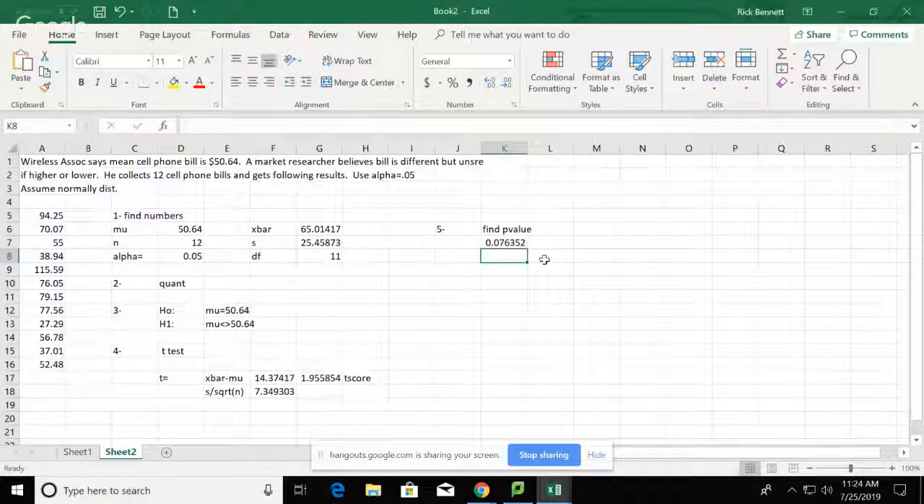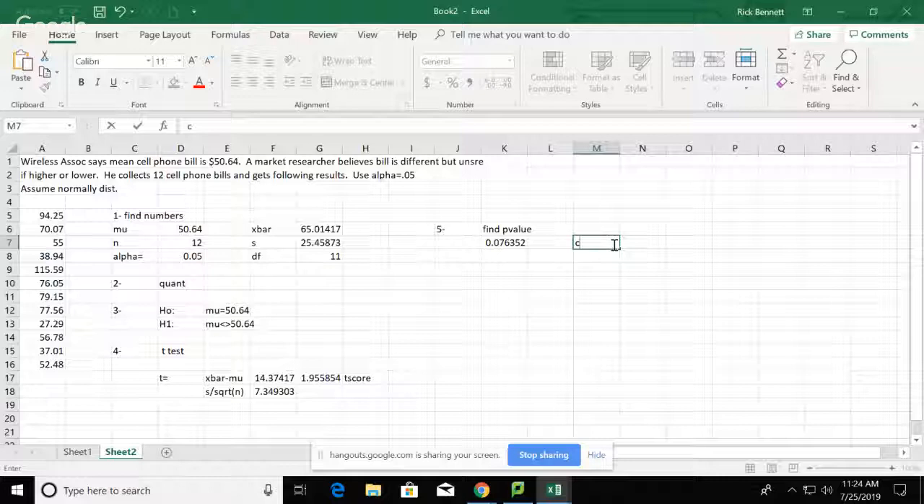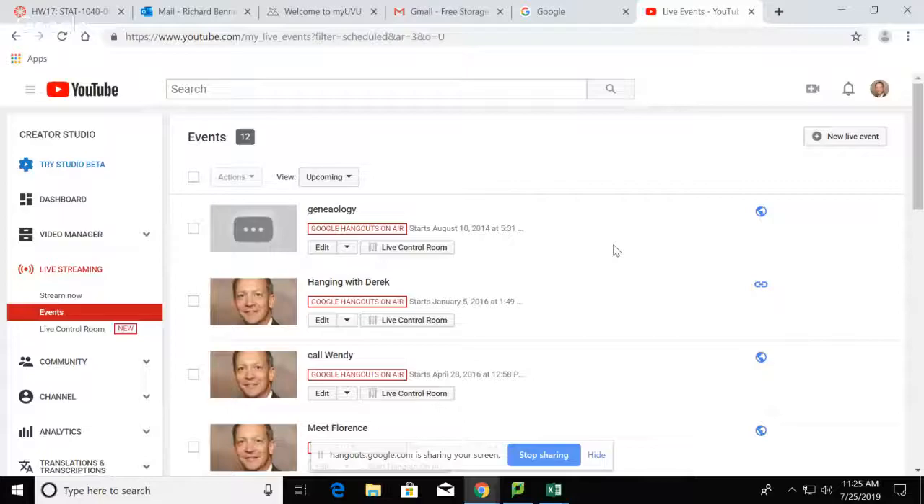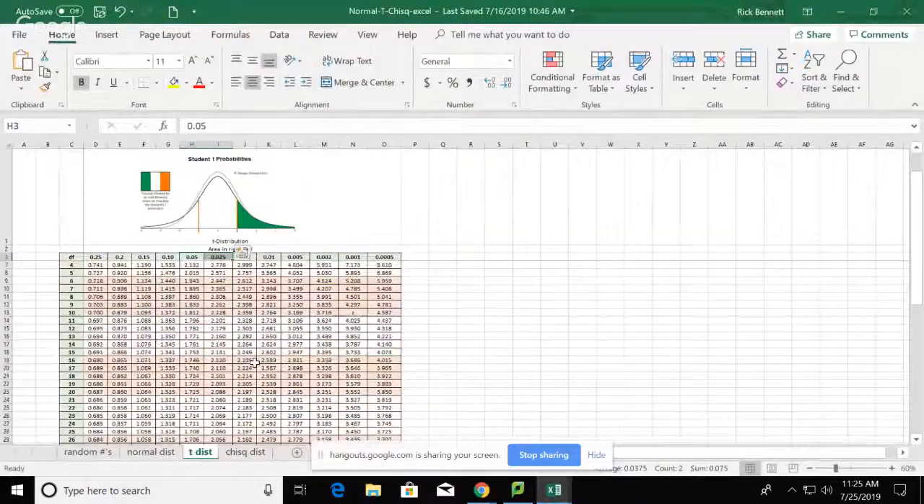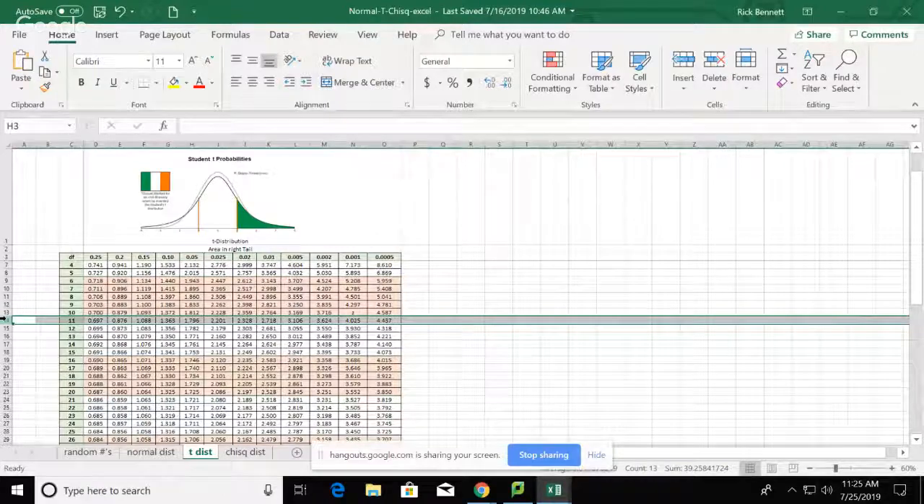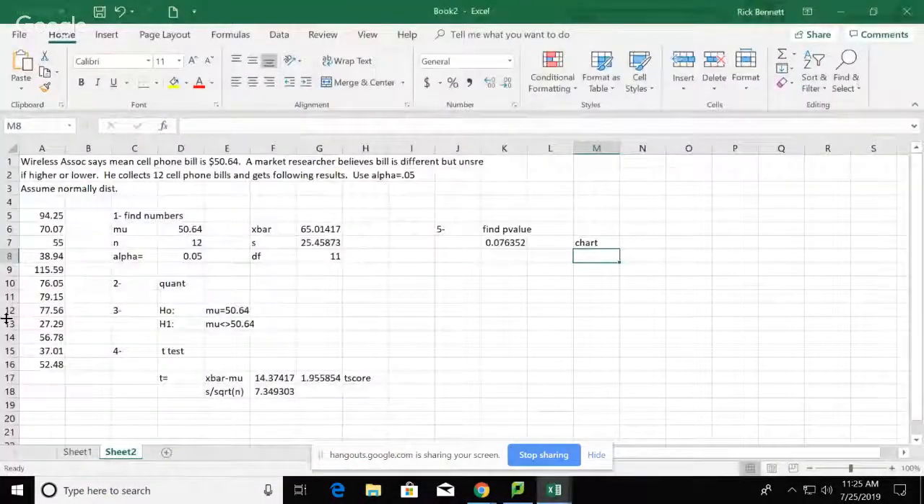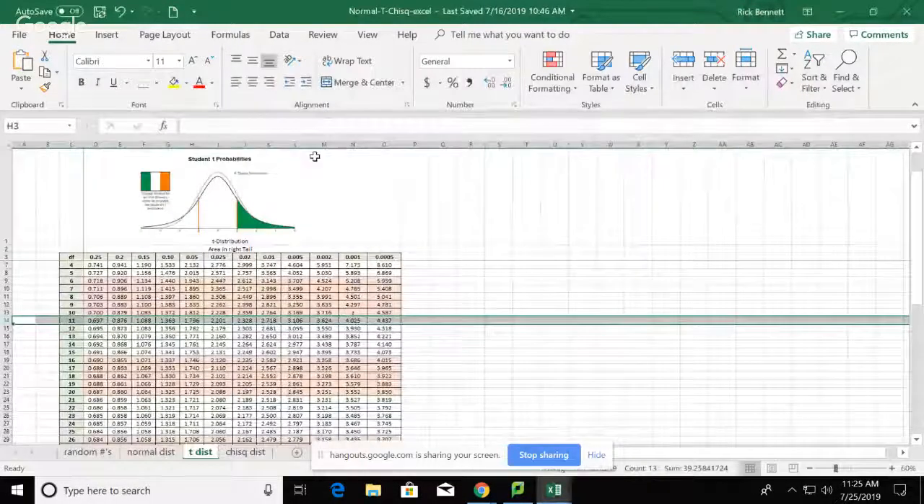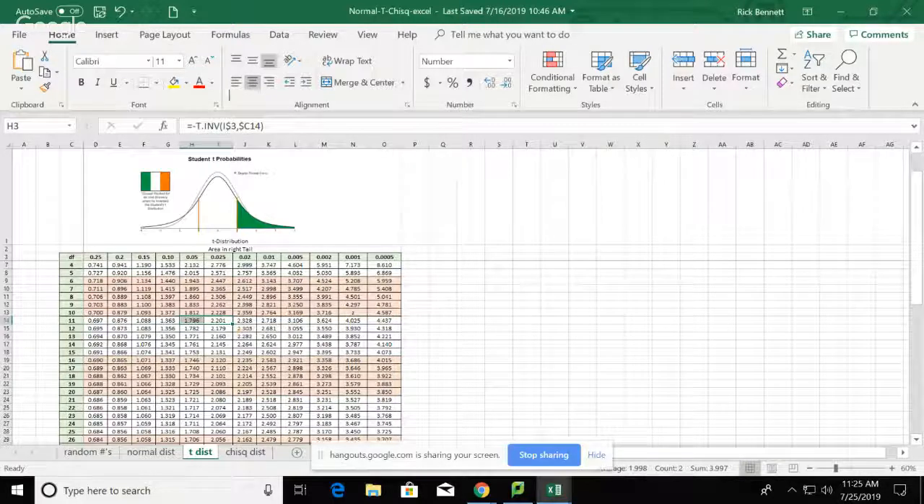What does the chart say? The chart is going to be 11 degrees of freedom, so we're on this line here. I got a value of 1.955, right? This value here. That's my t-score. T-score is 1.955. Where does 1.955 fit on that line? Yeah, it's between these two numbers here, right? Here, I'll highlight those.